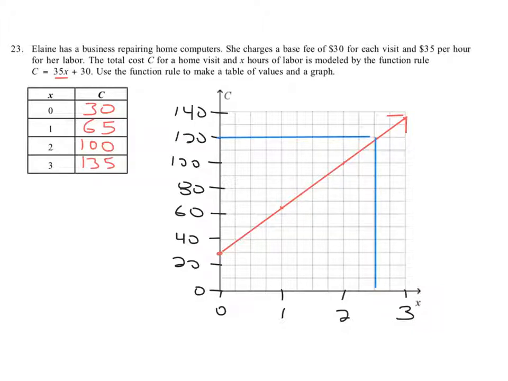Let's take our equation and say C equals 35x plus 30 and plug in 35 times 2.5 to see how well our graph did at predicting what the cost would be for 2.5 hours. Okay, 35 times 2.5. I'm going to calculate that down here and then erase it. 35 times 2.5. 5, carry the 2, 15, 17, 0. 2 times 5 is 10, carry the 1. 2 times 3 is 6, plus 1 is 7.